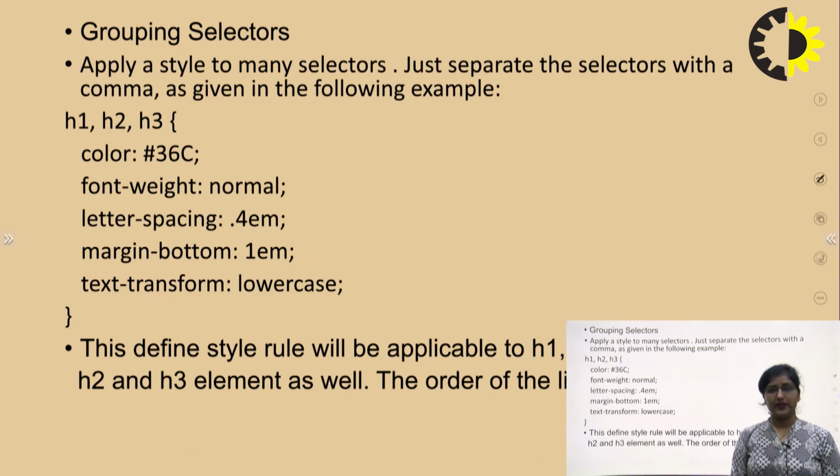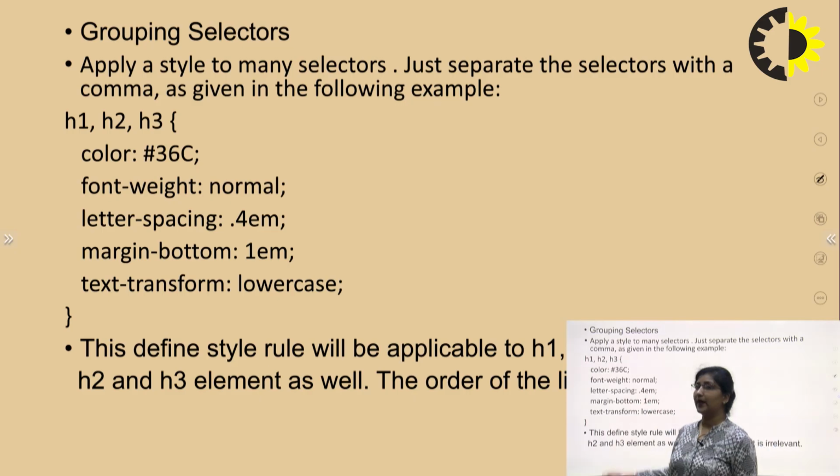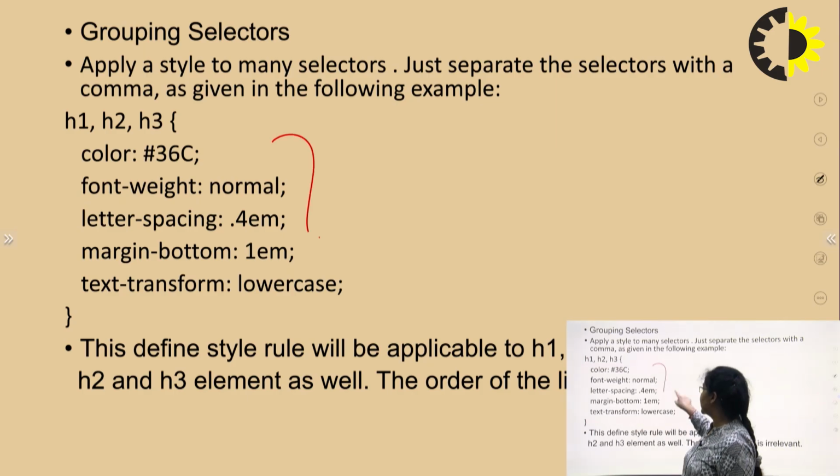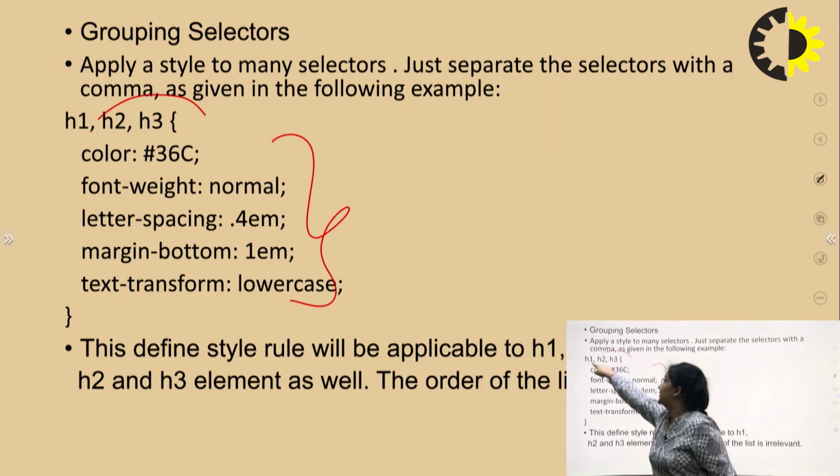Next is the grouping selectors. If I want the same CSS to be applied to many elements, I can group them all at once. For that grouping selector, suppose I have 3 types of heading, H1, H2, H3, as given in this slide. I want the color scheme, font weight, letter spacing, margin, and text styling to be applied over these heading styles.